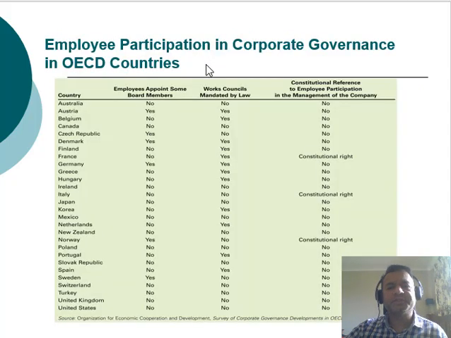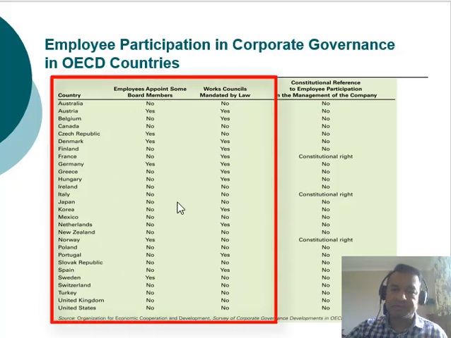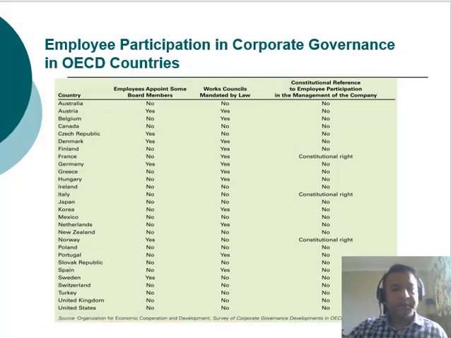This slide shows the employee participation in corporate governance in OECD countries. You can see in some countries employees are appointed to the board as board members, and in some countries worker councils are mandated by law. So you can look at the names of these OECD countries and see what the regulations of corporate governance are for them.